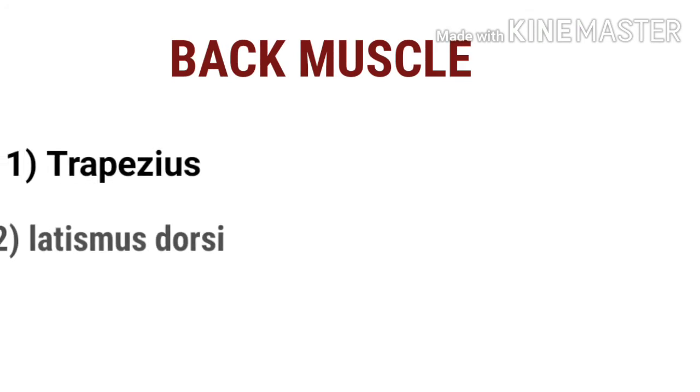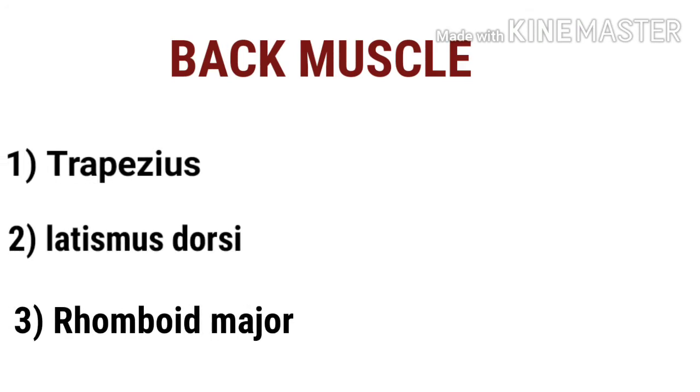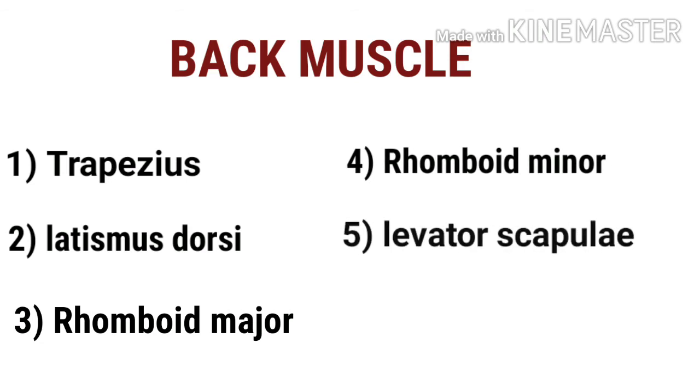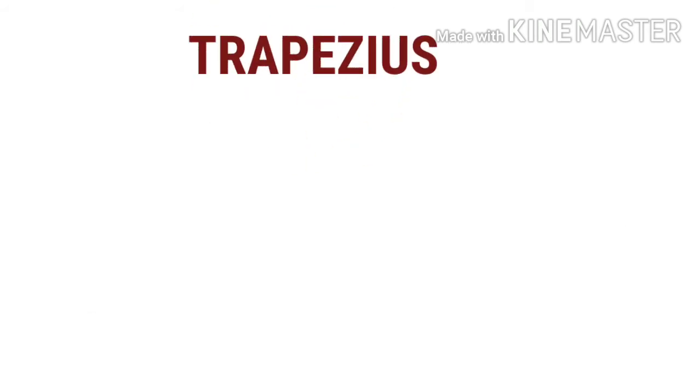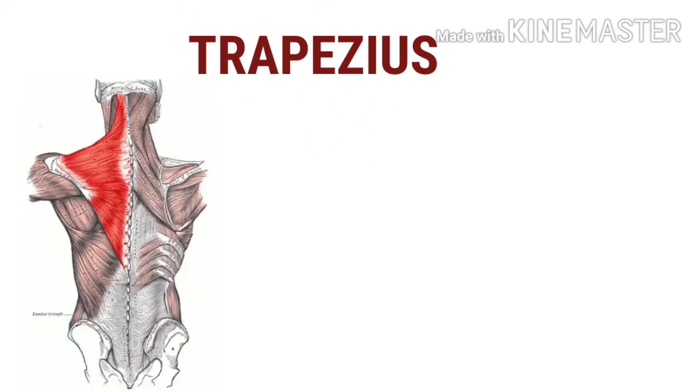Okay, so we will talk about the back muscles. In the back muscles, we have trapezius, latissimus dorsi, rhomboid major, rhomboid minor and levator scapulae. The trapezius is a broad, flat and triangular muscle. The muscles on each side form a trapezoid shape. It is the most superficial of all the back muscles.